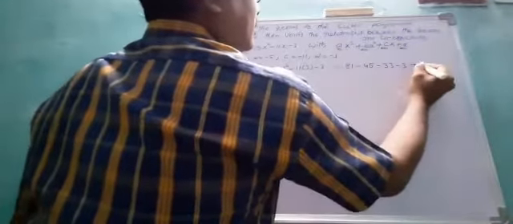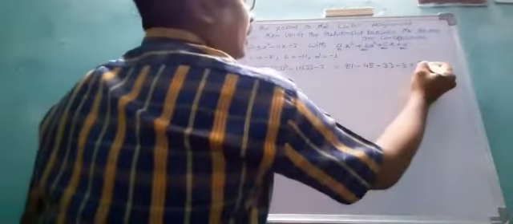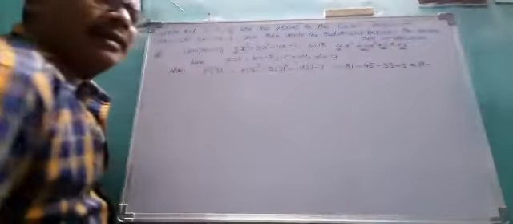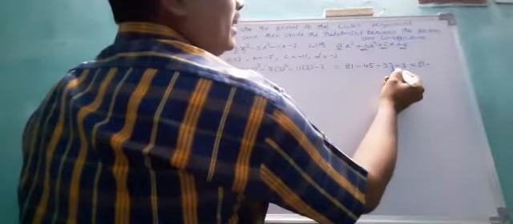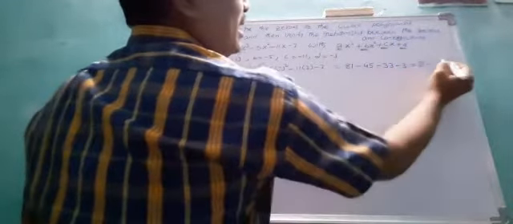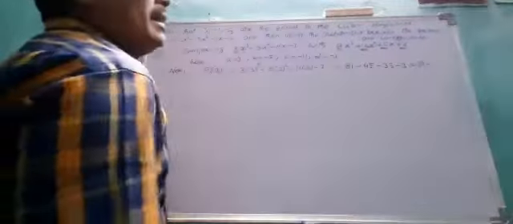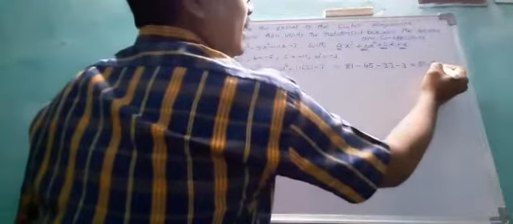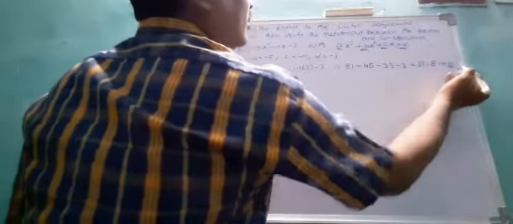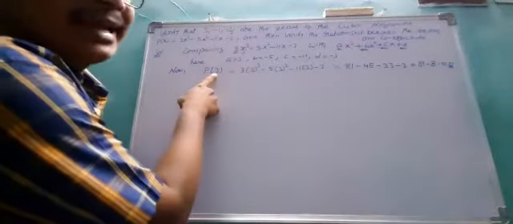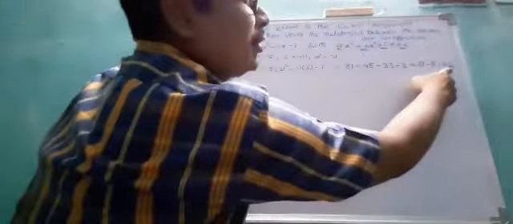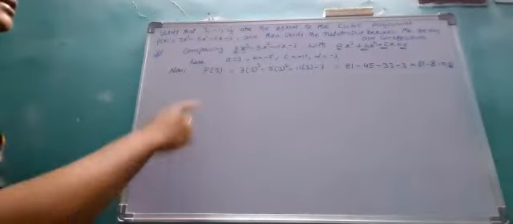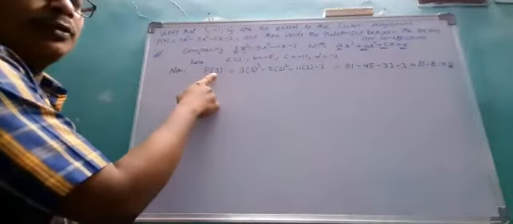Okay. So 81 minus, these are all negative integers. Find out their sum. 3 and 3, 6. 6 plus 5, 11. 1 is there. 1 plus 7, 81. 81 minus 81 equal to 0. We got 0 as the answer. After substituting x equal to 3, you get 0 as the answer. That means here 3 is a zero of the polynomial.